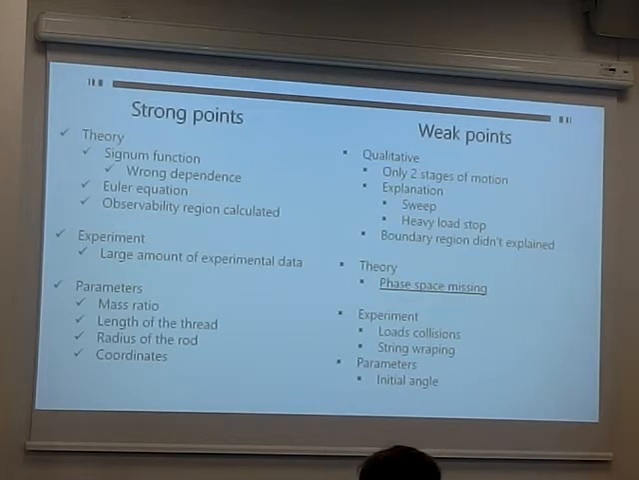And also the sweep: why, when the light load continues to move, it sweeps around the rod. Unfortunately, that wasn't explained. The boundary region wasn't explained either. Of course, the reporter showed us the observability region, but he didn't explain why this region appears. What factors cause this observability region? And now I want to move to the discussion, please.